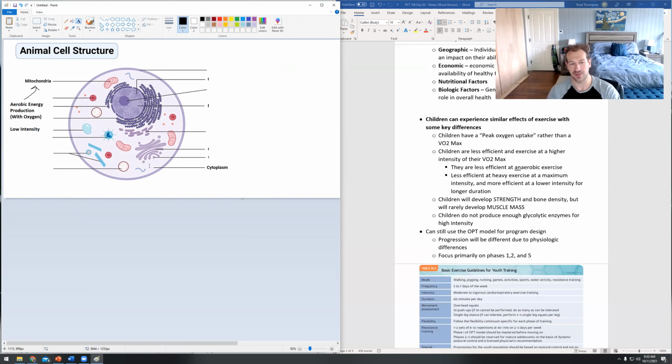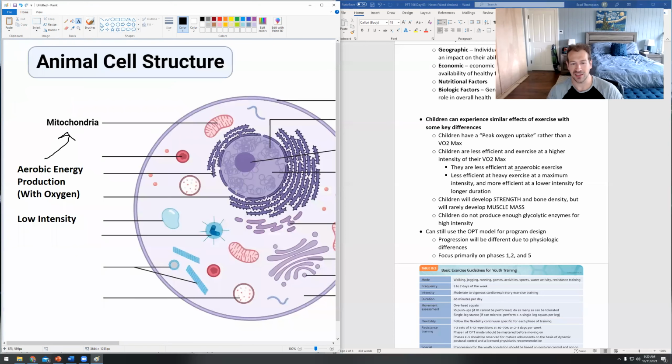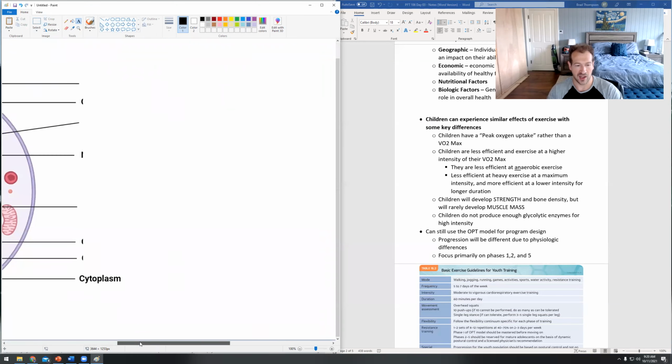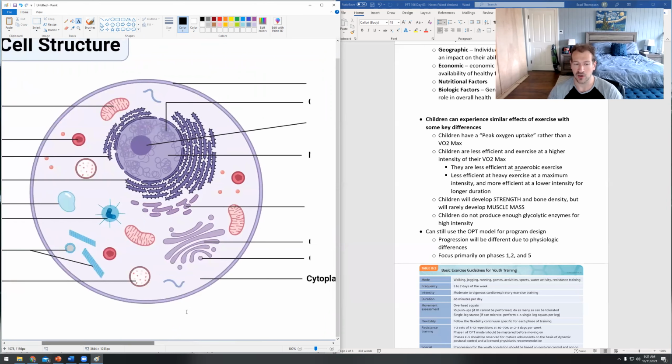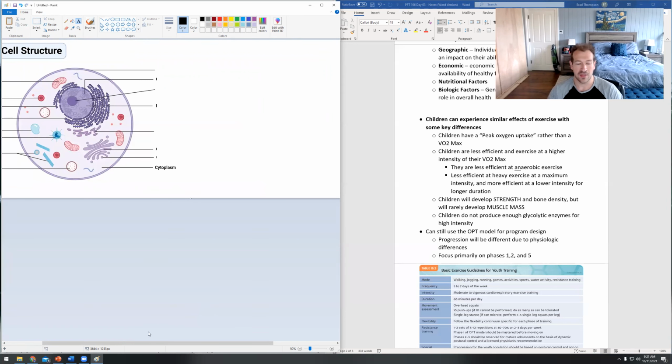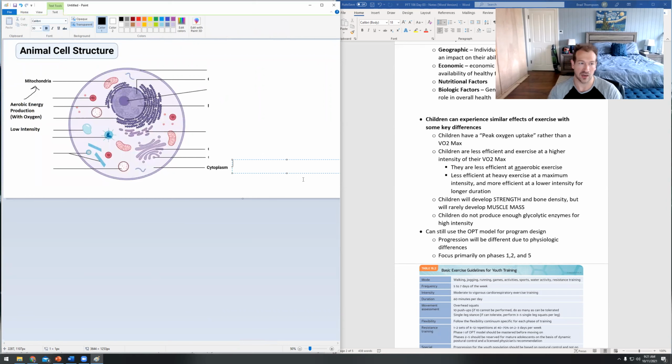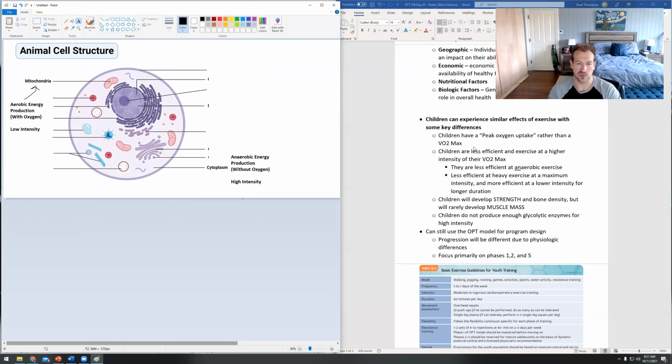But see, here's the cytoplasm. It's all the fluid. See how this part here is not really pointing to anything, it's just in the cell. All of your cells are swampy. They're all fluid, right? That cytoplasm is where anaerobic energy production happens. That means without oxygen, and that's high intensity. So that's where that's going to take place, right there. There's a huge difference between those two.